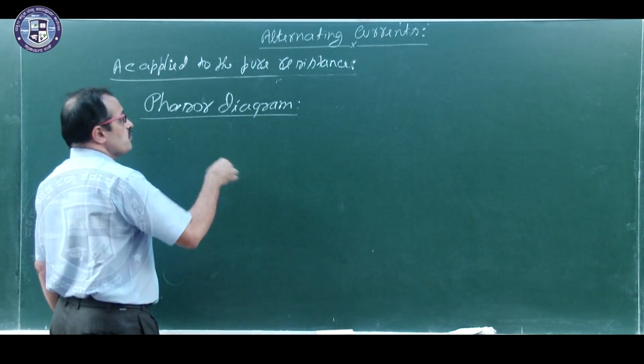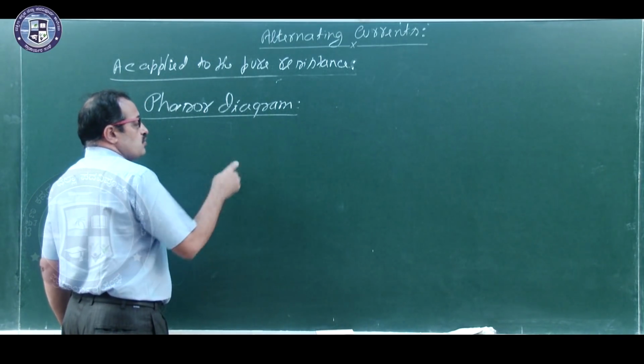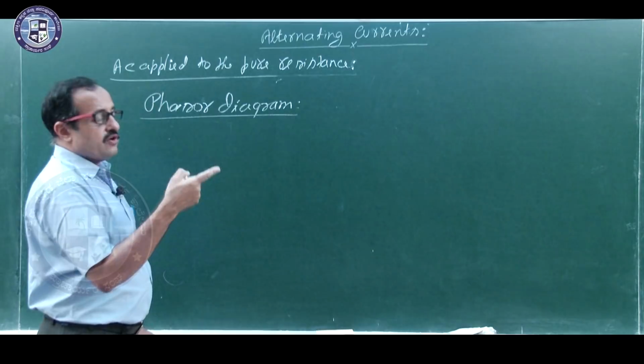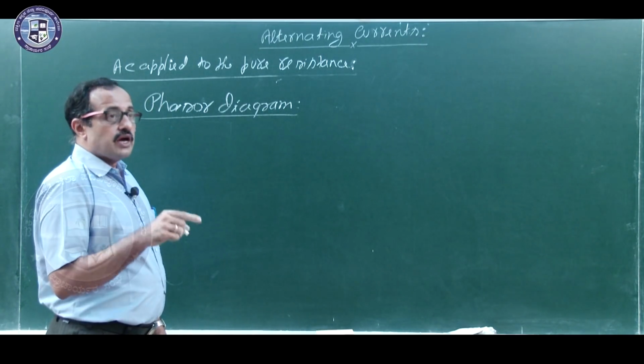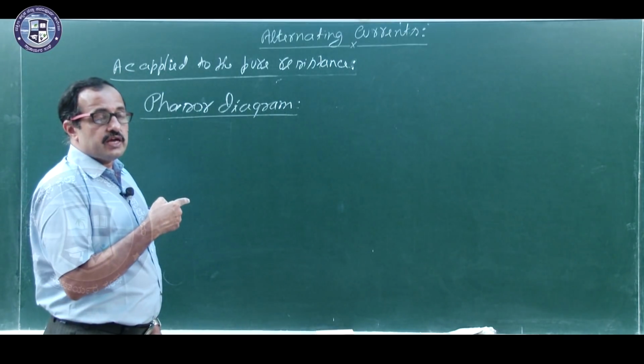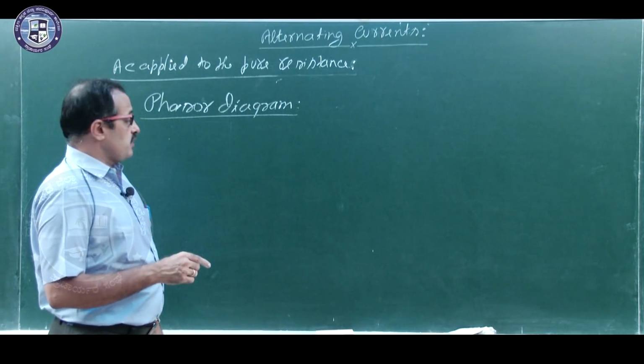Now, how to mark it? How to represent voltage as a vector? It is a scalar, but here it is taken as a vector. Current is a scalar, but here we take it as a rotating vector. How?